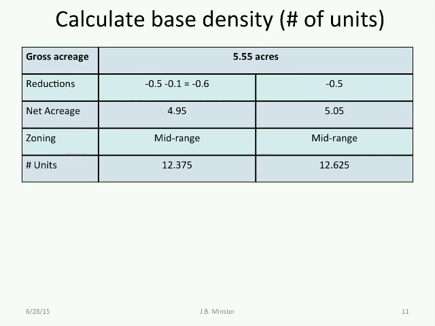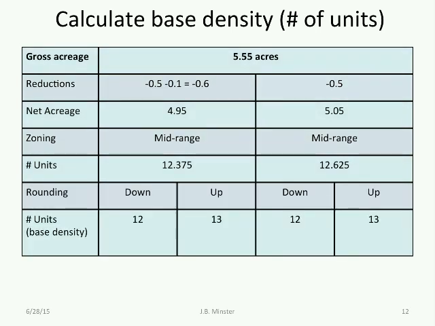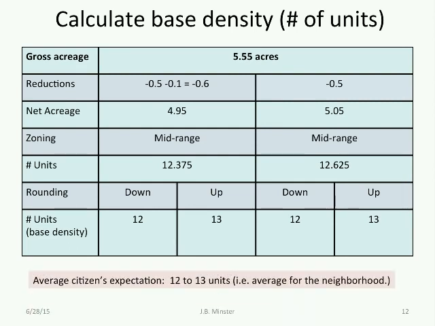For mid-range density, this translates into a number of units between 12 and 13, a little bit more on the right because of the larger buildable area. Naturally, those numbers have to be rounded to an integer number of units. We can round down, which brings the number to 12 units, whether the net acreage is 4.95 or 5.05, or round up, in which case the number is 13 units for both acreages. That means that the average citizen in a neighborhood has an expectation that 12 to 13 units will be built on this property, which may be the average for the neighborhood.